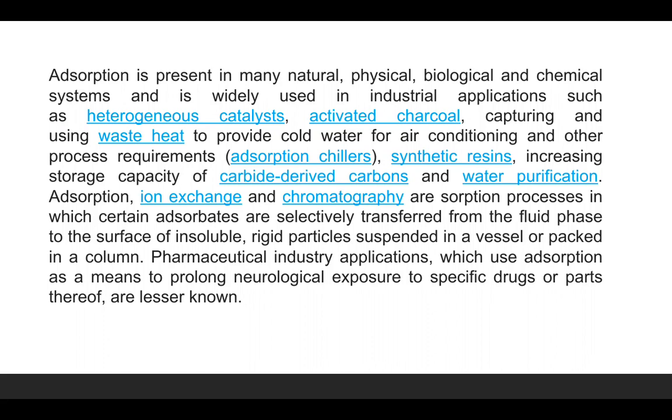Pharmaceutical industry applications use adsorption as a means to prolong neurological exposure to a specific drug or part thereof. So this is lesser known for the pharmaceutical industry.